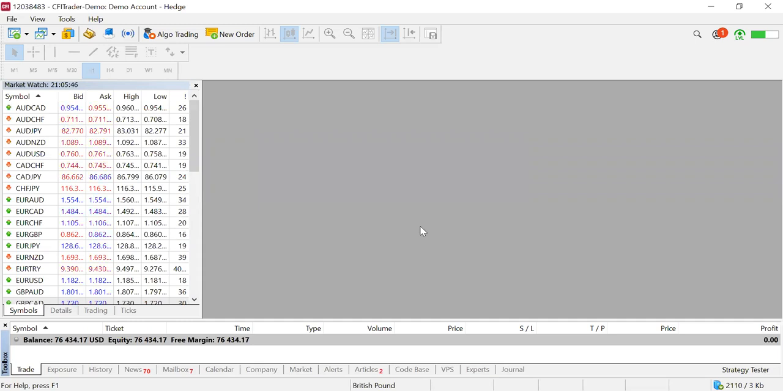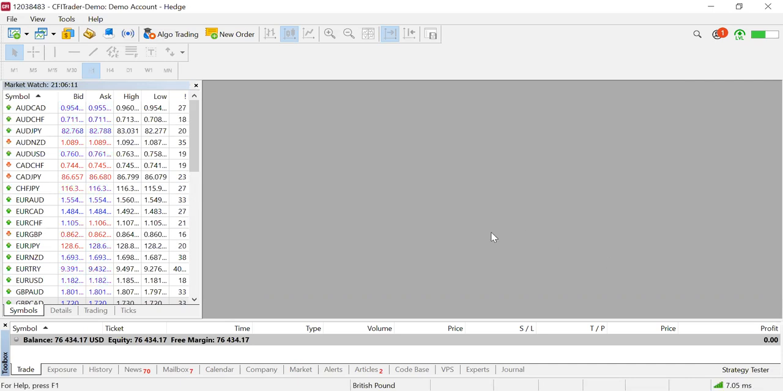Also, another way to make sure that you have logged in is to look at the button on the right-hand side, where you can see a number moving. If that is red, it means you haven't logged in yet. So just make sure you have the right server, the right login number, and the password, which you can usually copy and paste from the confirmation email.